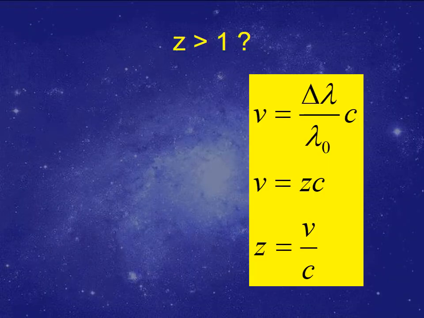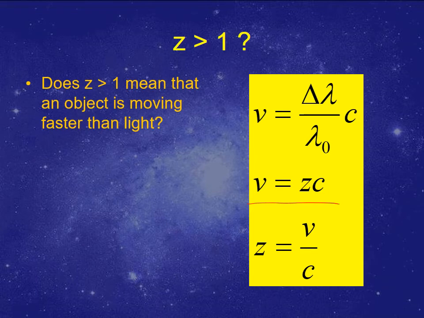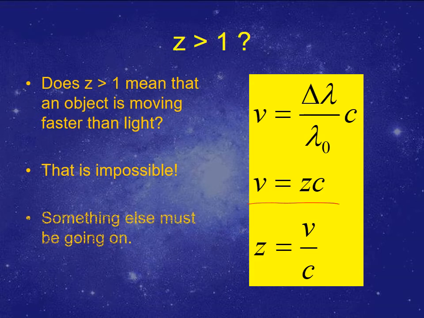Well, wait a minute. How can you have a redshift bigger than 1? Because if the velocity is redshift times the speed of light, something bigger than 1 would mean a velocity bigger than the speed of light. So does that mean they're actually going faster than light? No, of course not. They can't go faster than light. So what does that mean? It means that life is more complicated. And that's where special relativity comes in.